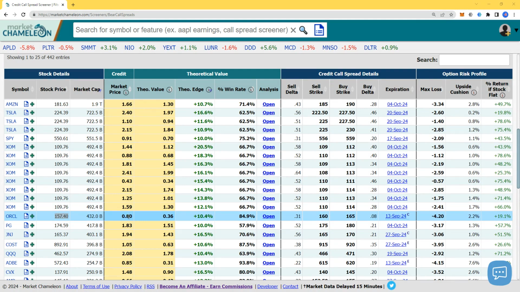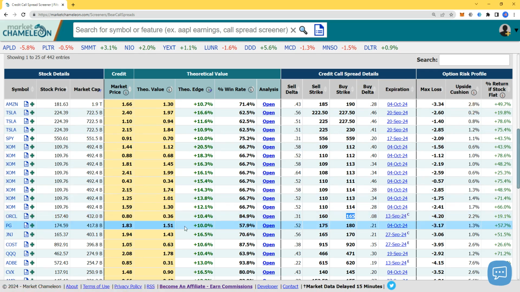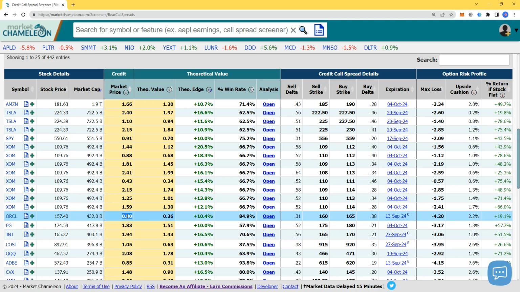And look at this trade. Look at this trade. 157.40. It tells you to sell the 160 call and buy simultaneously the 165 calls for this Friday. Your collateral is 420 bucks. Okay, 420 bucks, which is your max loss. If Oracle goes above 165, your max profit is collecting $80, but look at this compared to 36.